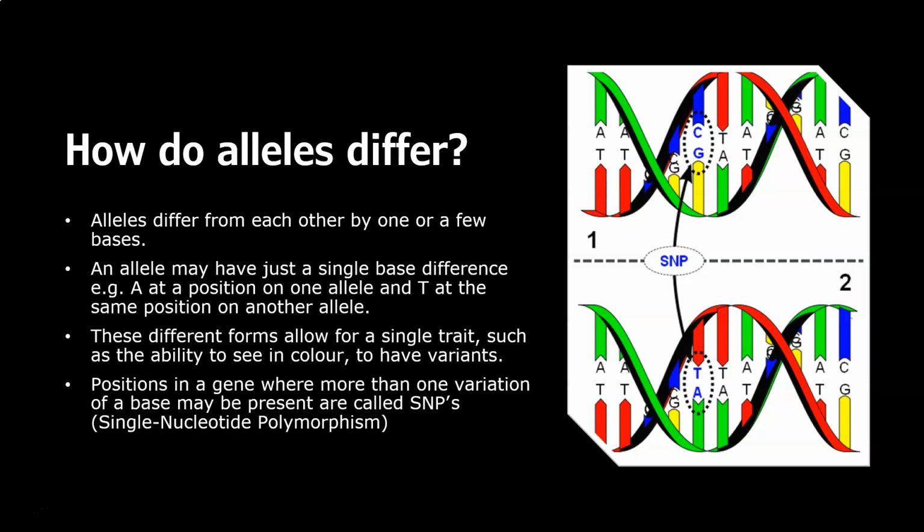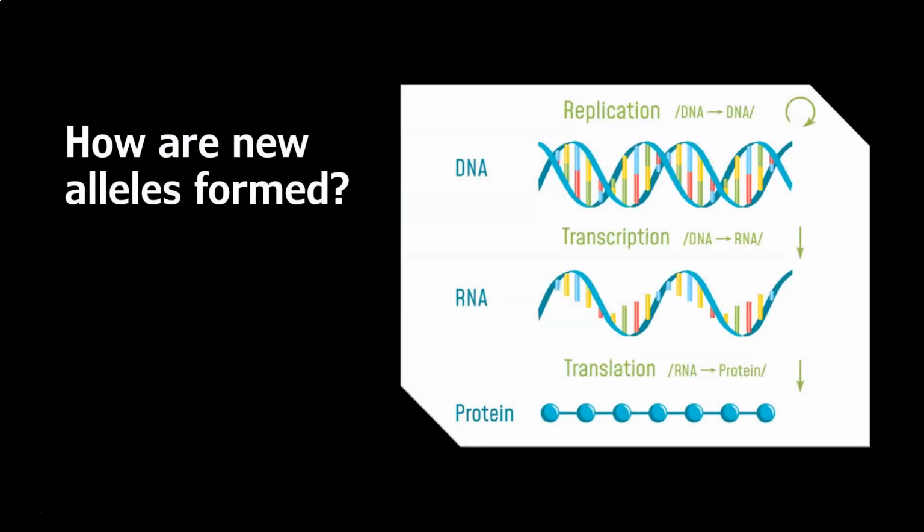Now, the positions in a gene where more than one variation of a base may be present is what we call an SNP. So an SNP is where there is a difference in bases in a gene. That's single nucleotide polymorphism. You just need to remember it as SNPs.